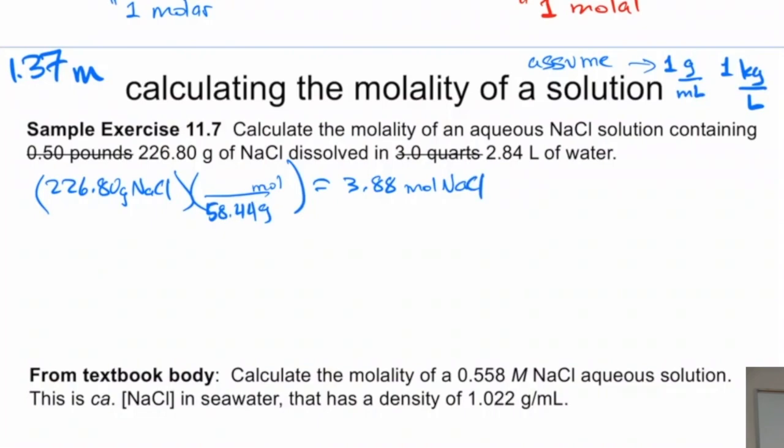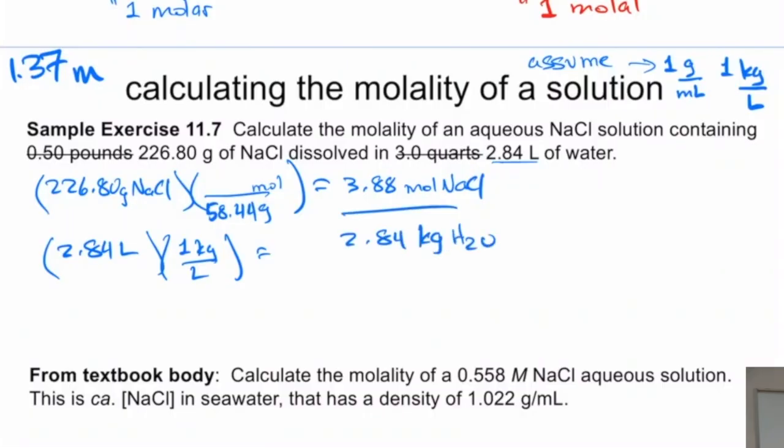Now we need the kilograms of solvent. Well, we're given 2.84 liters, and again, this is just dimensional analysis, but I'll be thorough. 2.84 liters of water, and it has a density of 1 kilogram per liter. So that's going to give us 2.84 kilograms of solvent, H2O. And now we can calculate the molality. It's 3.88 divided by 2.84.